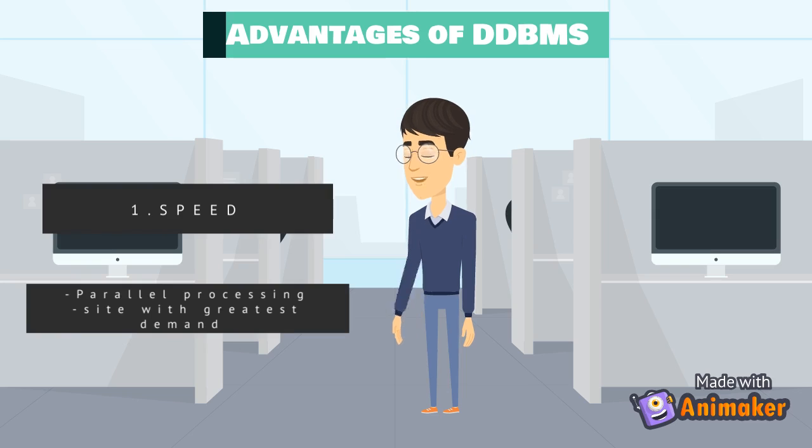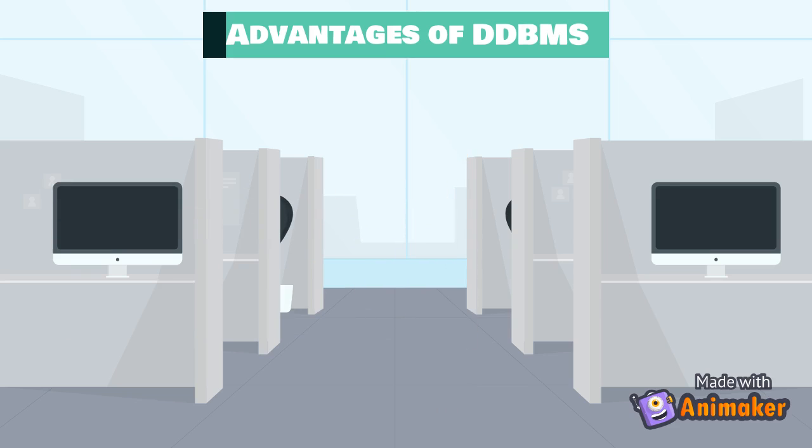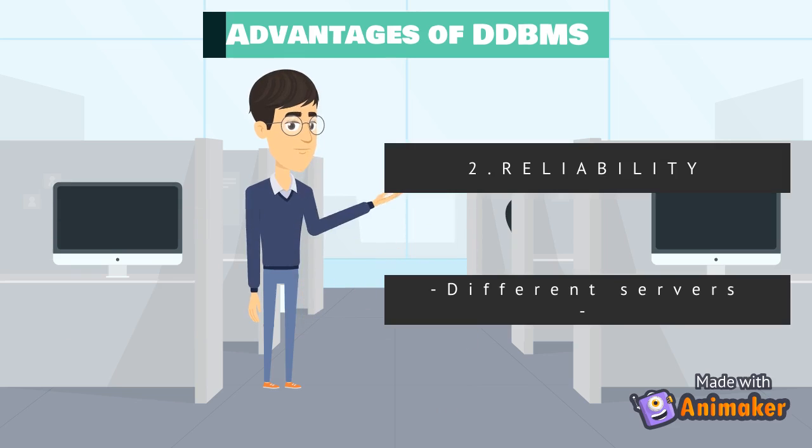The first advantage of distributed databases is speed. This is caused by the use of parallel processing, and that data is located near the site with the greatest demand. The other advantage is reliability. This is because databases are located in different servers, and this adds the advantage of database availability. For instance, if one server is down, the data can be accessed from another server.